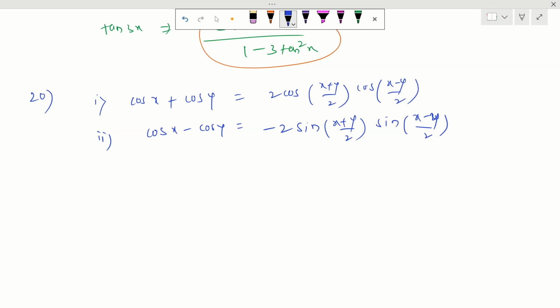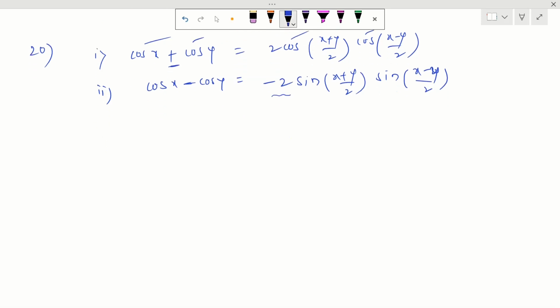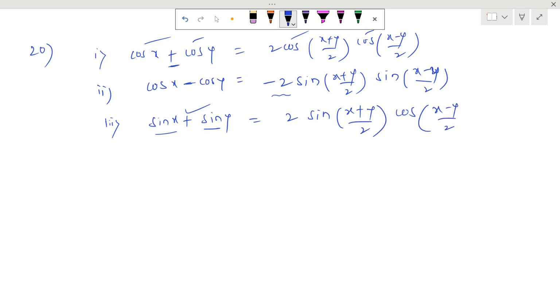You just remember, with cos and plus, both terms will be cos, and 2 cos will come, with x plus y by 2 and x minus y by 2. When minus comes, it is minus 2 sin that will come. Like that we have to remember. The third one is sin x plus sin y. When sin with plus comes, one term is sin and another term is cos.